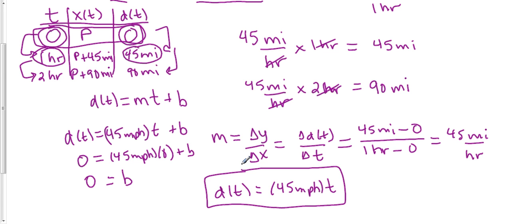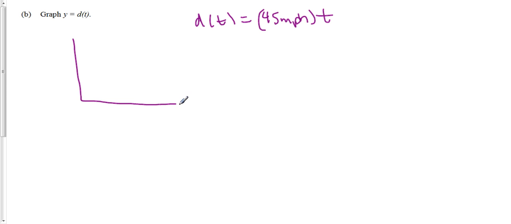All right, so let's see what part B asks us. Part B asks us to graph y equals d of t. So I'm just going to rewrite what d of t is so that we can see it. So there's my slope of 45 miles per hour times t. And if I'm going to make a graph, I need axes. So let's draw some axes here.